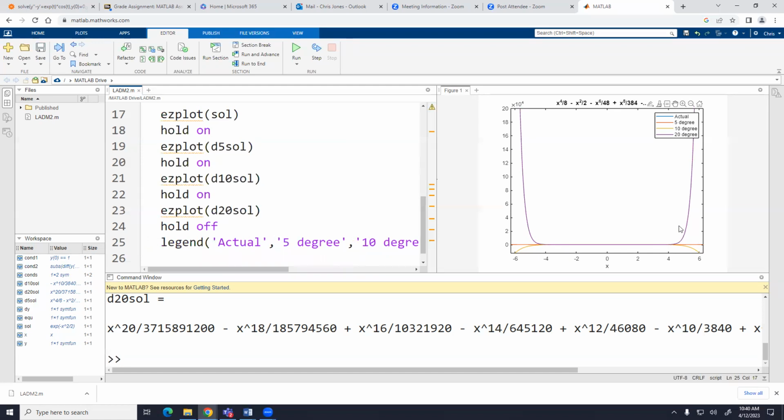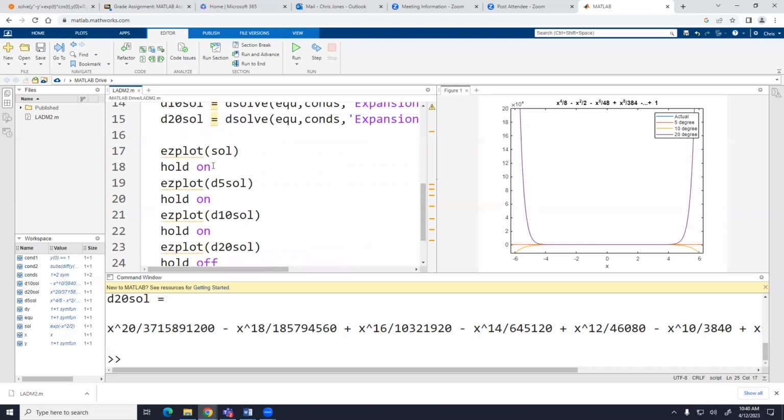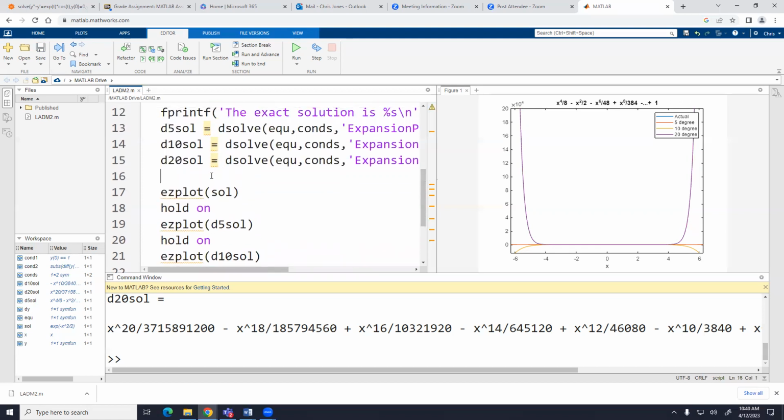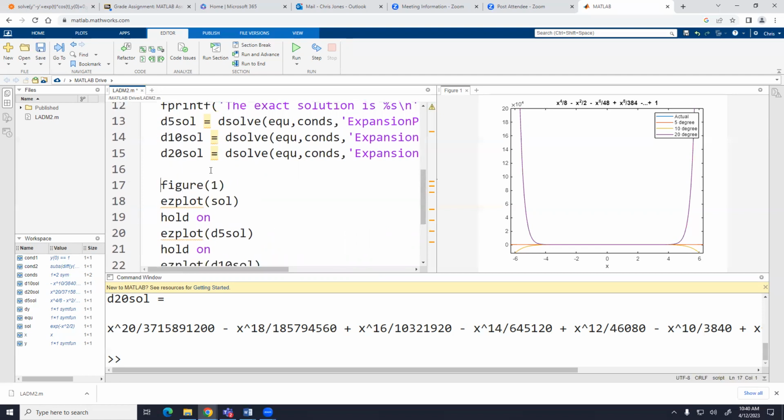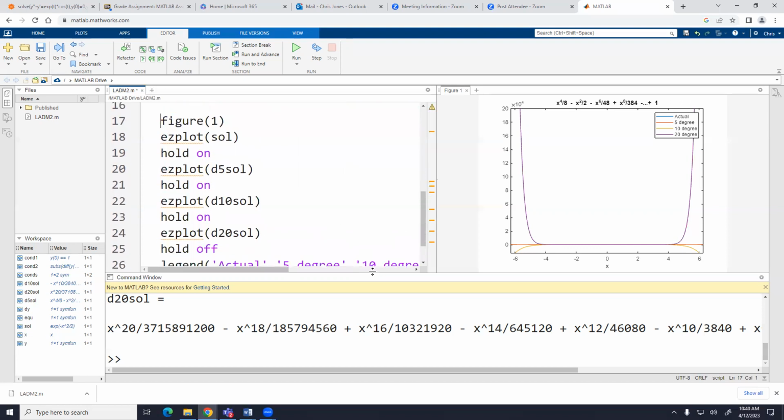Okay, go ahead, Chris. So you do hold on. Do you have to do hold on after every single one? Yeah, you should do hold on because if you don't, it'll jump to a new graph. Okay. What we should also do, folks, is we should have probably put figure 1 here. That way, if we had more than one figure, we want them all to show up on the same graph.